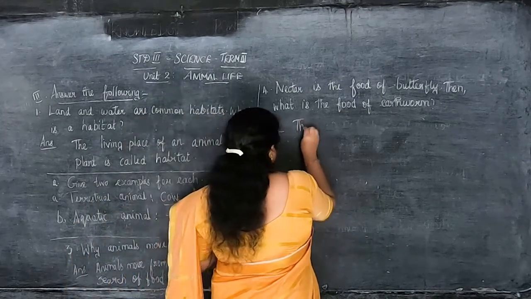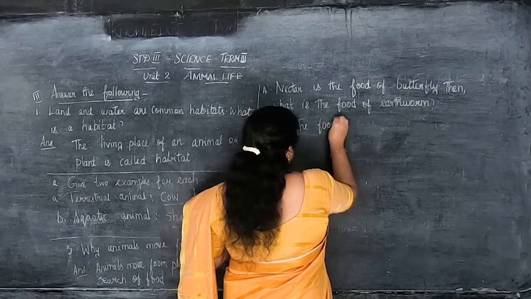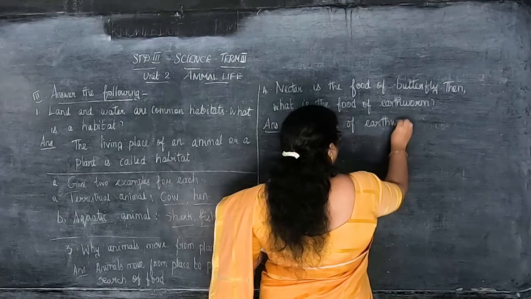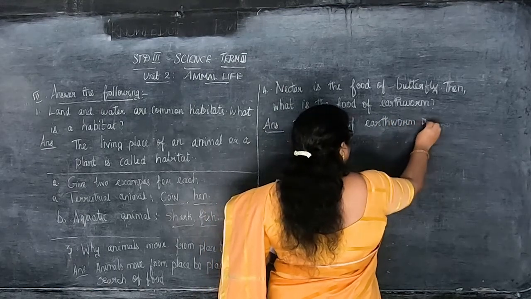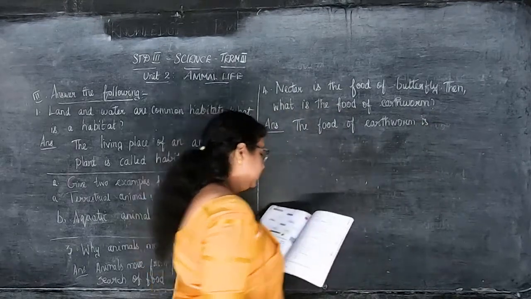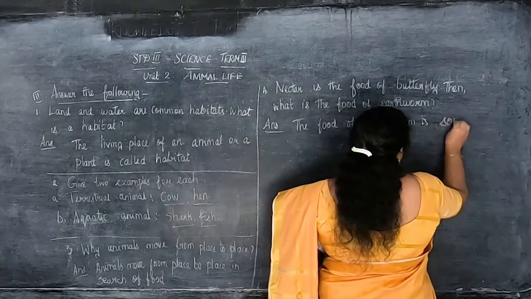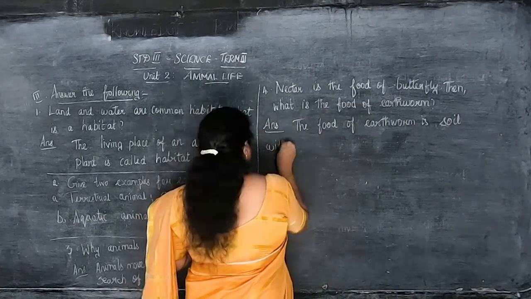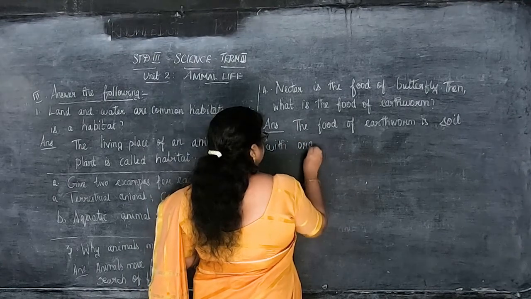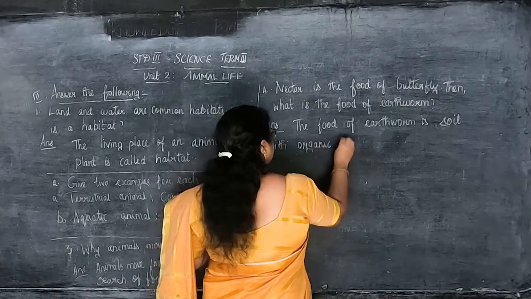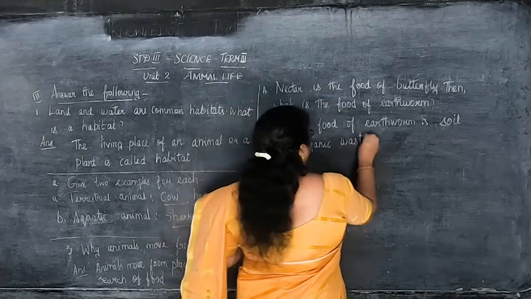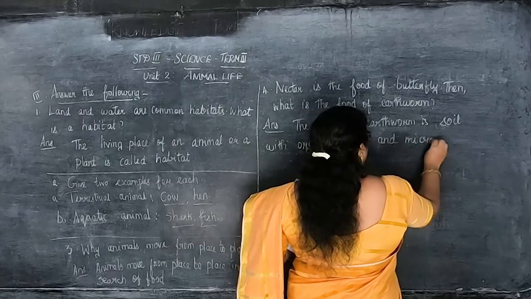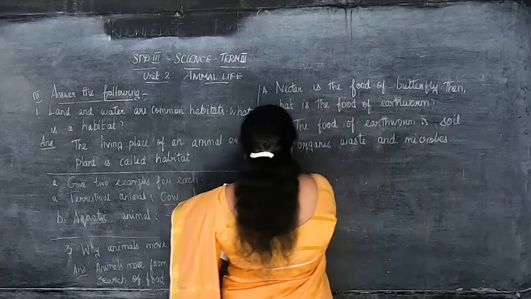Answer is the food of earthworm is soil with organic waste and microbes. Okay, children, this is your fourth answer.